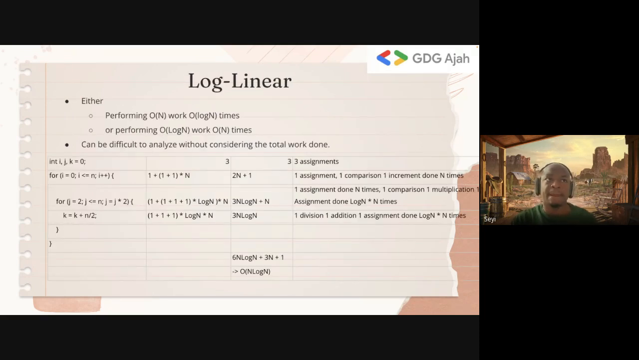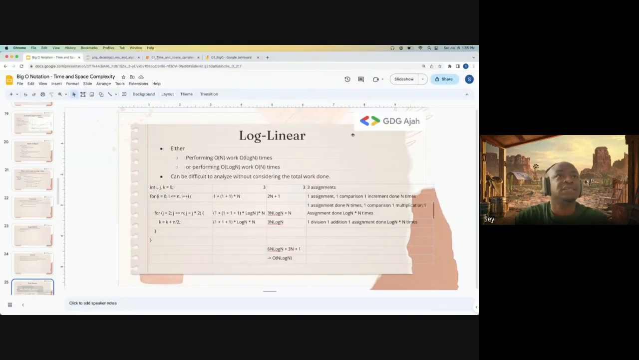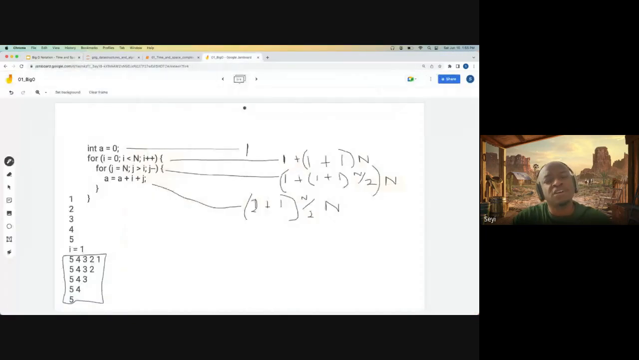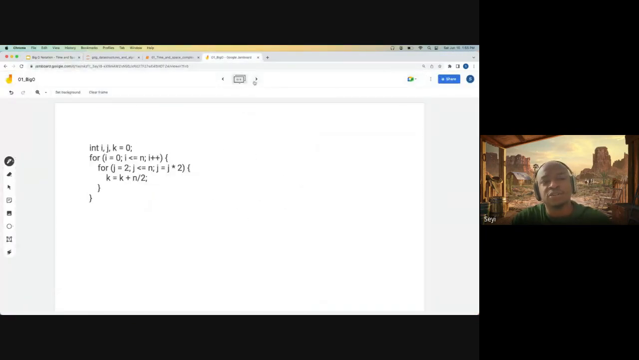Log linear. So log linear in this case means one of 2 things. This is n log n. Either you are performing O of n work log n times, or you are performing log n work n times. It's kind of difficult to analyze sometimes because it's not really clear, so I would bring in 2 things we've done before and show how we can analyze it. Let me go to the next example. If I'm going too fast, let me know so that I can slow down.